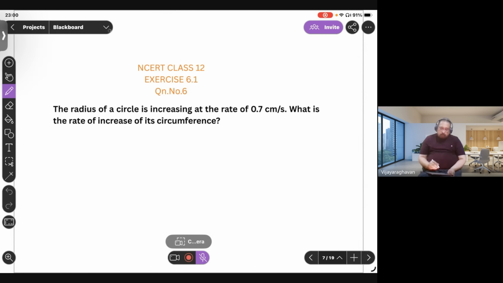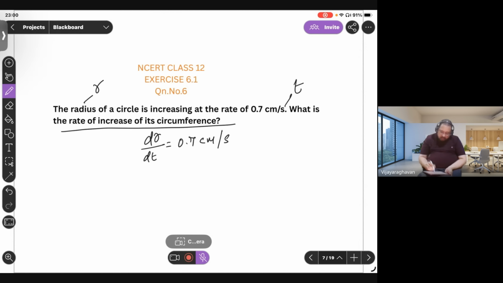The radius of a circle is increasing at the rate of 0.7 centimeter per second. Again, t is given, r is given, dr/dt equals 0.7 centimeter per second. So what is the rate of increase of its circumference? We have to find the derivative of circumference with respect to time only. So we have to find, let's call it C, dC/dt. So what is C? 2 pi r. So dC/dr is 2 pi.